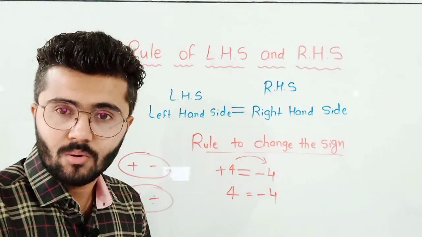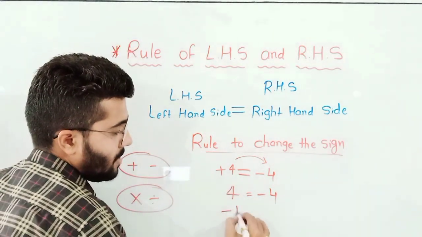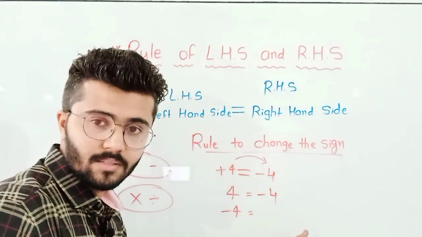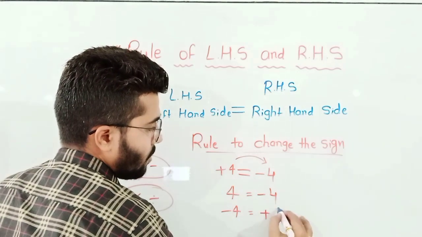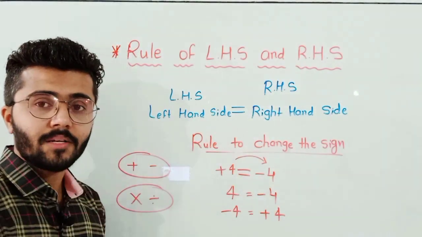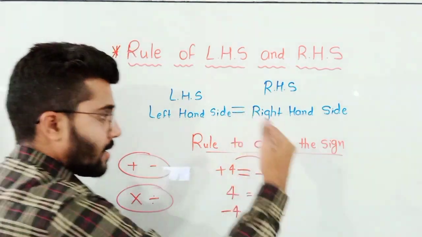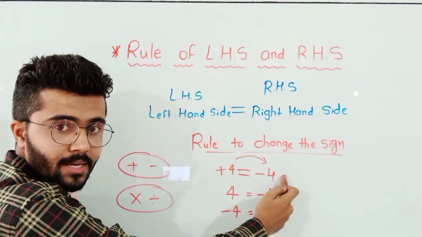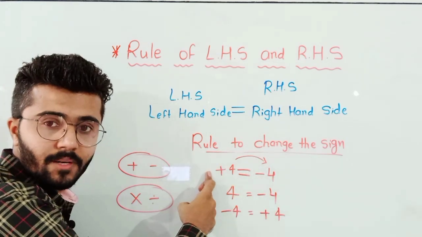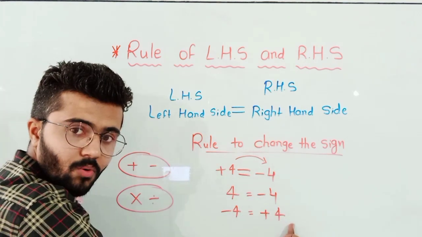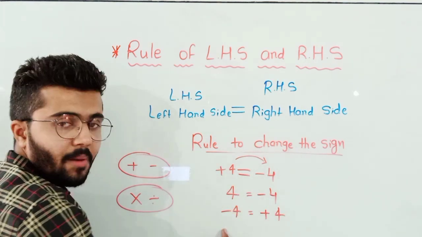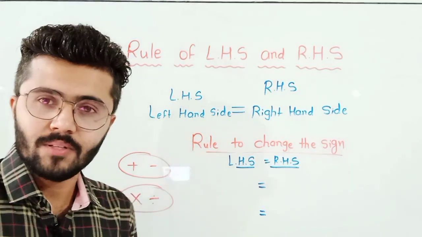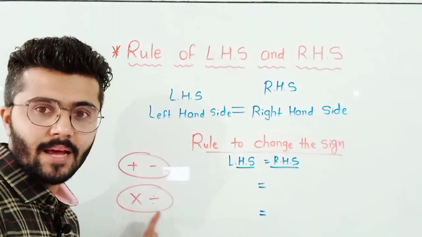It can happen vice versa also. For example, if minus 4 is given to us here, and we move this minus 4 to the right hand side, it will become plus 4 or only 4, right? The same thing happens from the right hand side to the left hand side. If minus 4 is given on the right hand side and it moves to the left hand side, it will become plus 4. If plus 4 is given on the right hand side, it will become minus 4 when we move it to the left hand side. Are you clear? Now we'll see the same for multiplication and division.